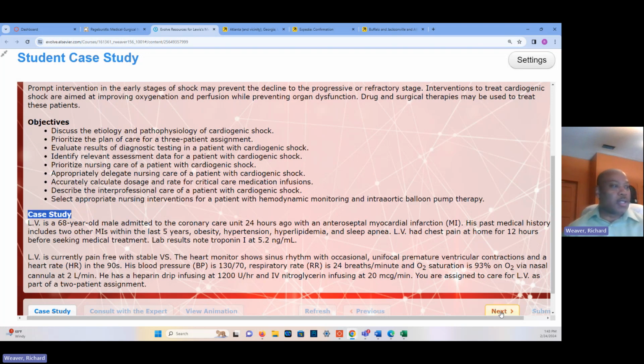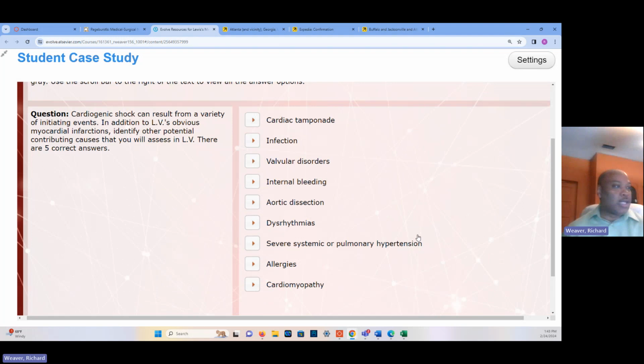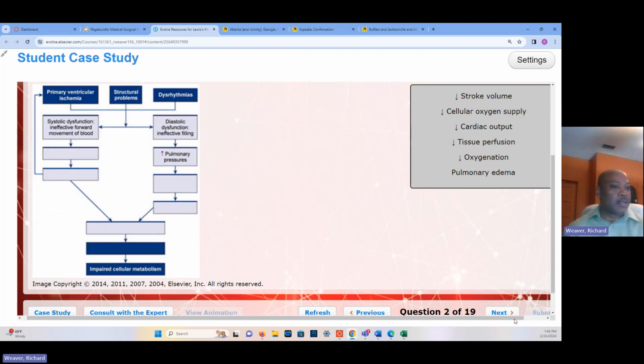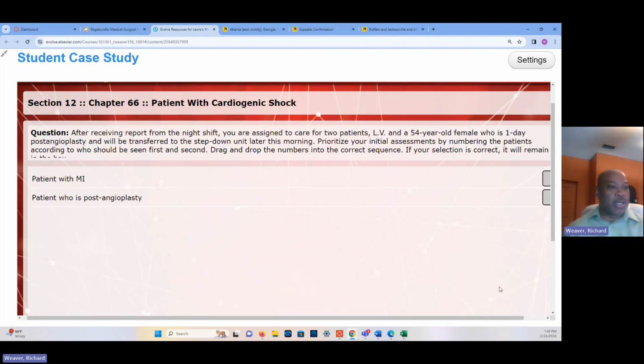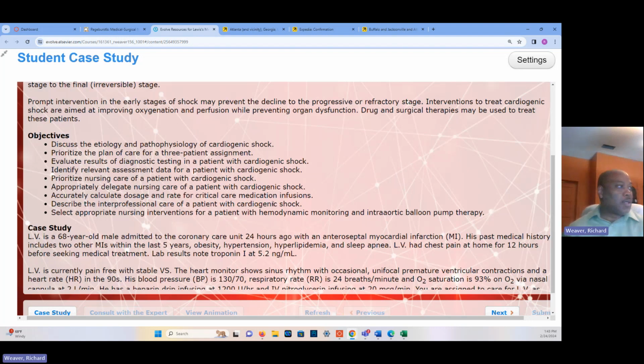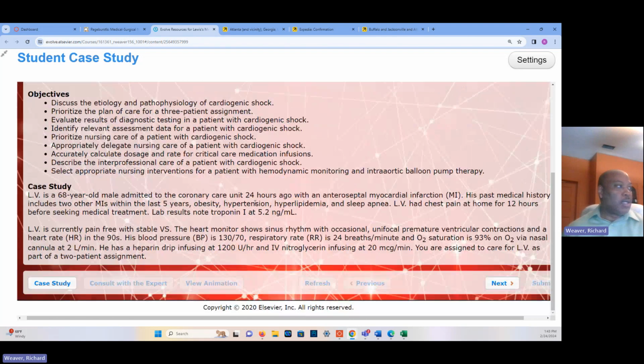Let me just show you what that looks like. So these are the types of questions, the NGN style questions. It's like 19 of them, right? So that's what that will look like, and we'll go through this in class. So let me go back. All right. So what I'm going to do is look at the objectives first before I delve into the other information.